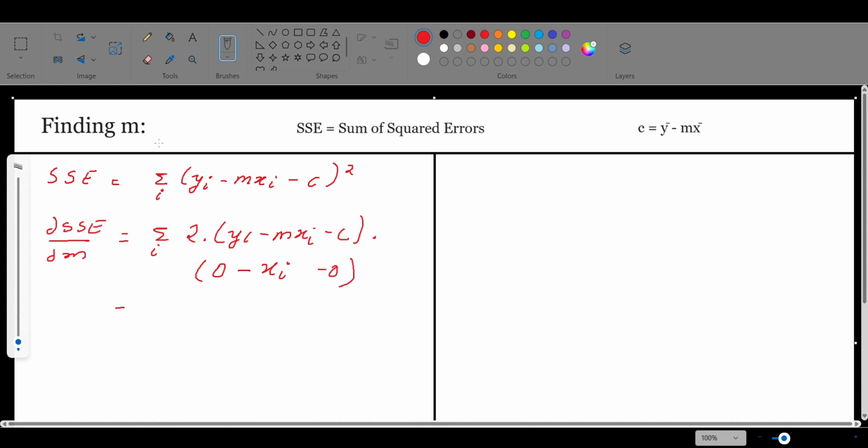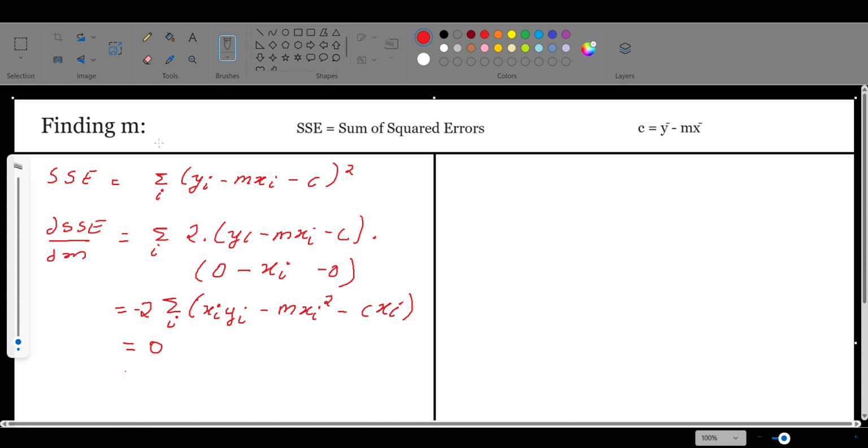Okay, so this is equal to 2 times summation i, and I'm going to multiply each term. I'm going to add this minus over here, and I'm going to add each term over here. So this is xi yi minus m xi squared minus c xi. Now the same thing has to be done. You have to equate it with 0 to find the best m such that you get the best line which has the minimum sum of squared errors. Minimum value of the sum of squared errors.